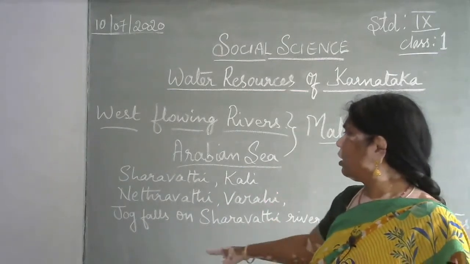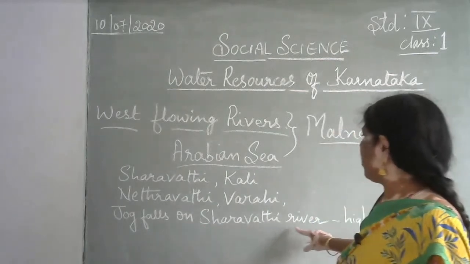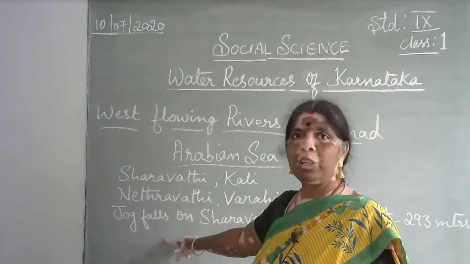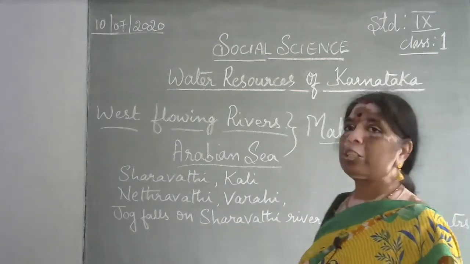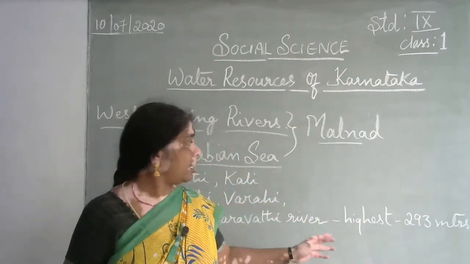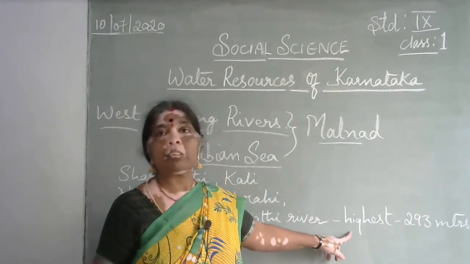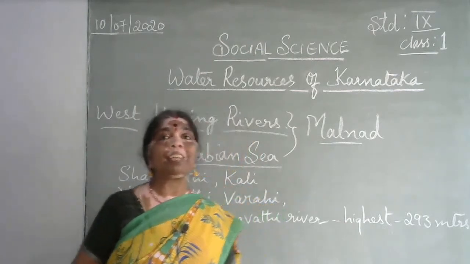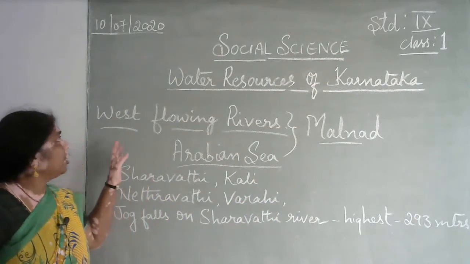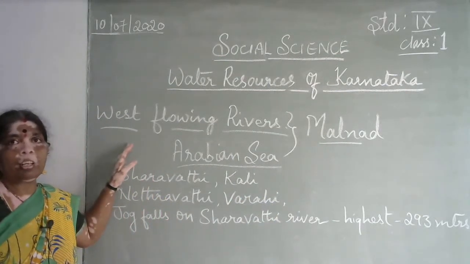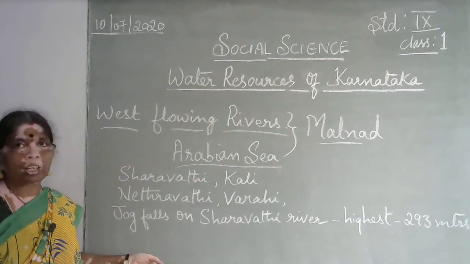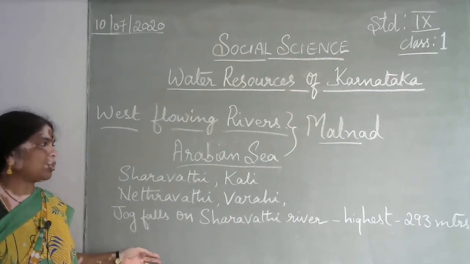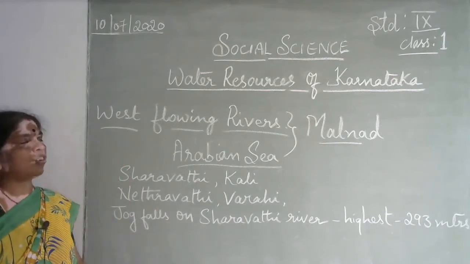On Sharavati River, the Jog Falls has been formed. That is a world famous waterfall, and it is the highest in the world, about 293 meters. Even west flowing rivers are very important for generating hydroelectric power, irrigation purposes and domestic uses also. So this is about west flowing rivers.